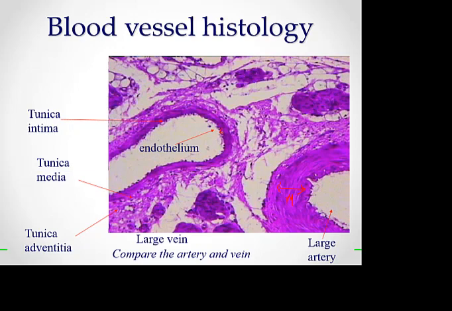Here in the vein, this layer is tunica media. So notice how much thinner it is. This here is the tunica externa or adventitia in an artery. And look here in a vein, this is the tunica adventitia. So you can see how much thicker it is.